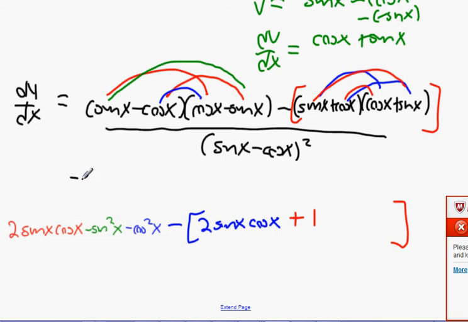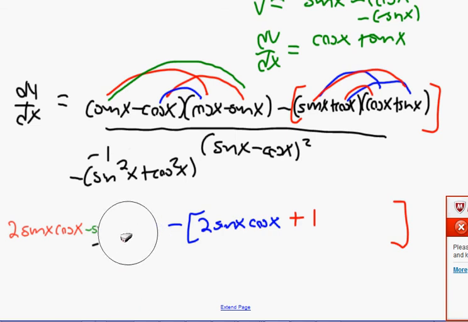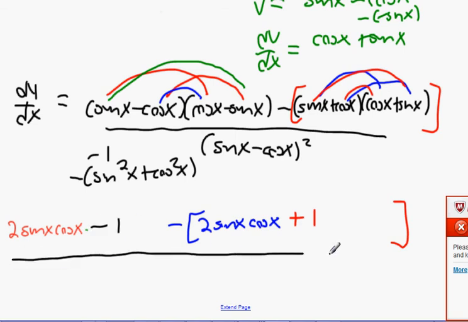Now what about this one here? This is minus bracket sin squared x plus cos squared x. See the double negative here? If I factorize that out, it becomes minus bracket sin squared x plus cos squared x, which is minus 1. Once again, don't waste any more time than is necessary. Minus 1. Then what's going to be on the bottom? Sin x minus cos x squared.